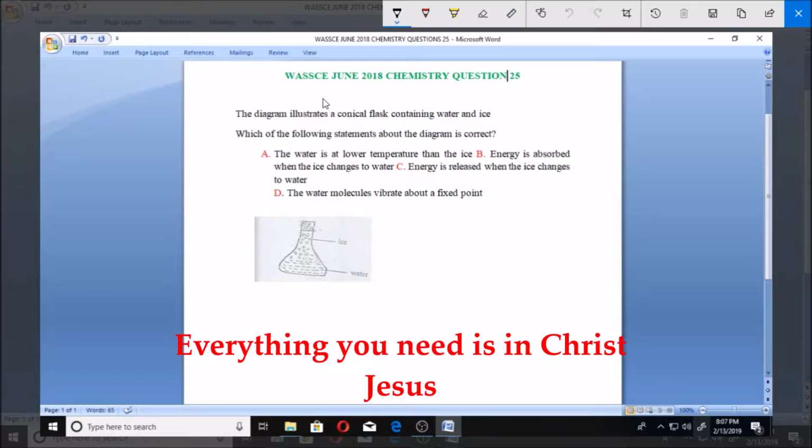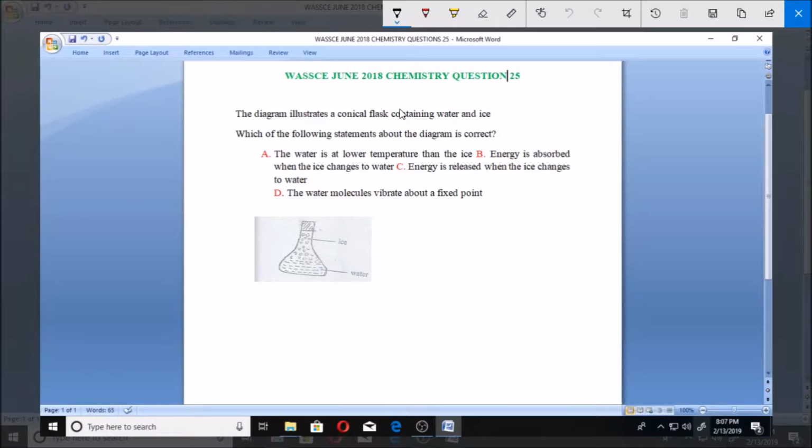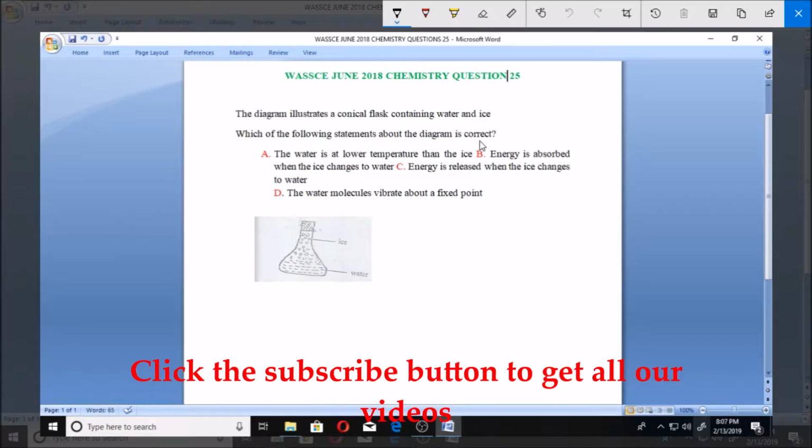Let's look at question number 25 for WAEC past question chemistry. The diagram illustrates a conical flask containing water and ice. Which of the following statements about the diagram is correct?